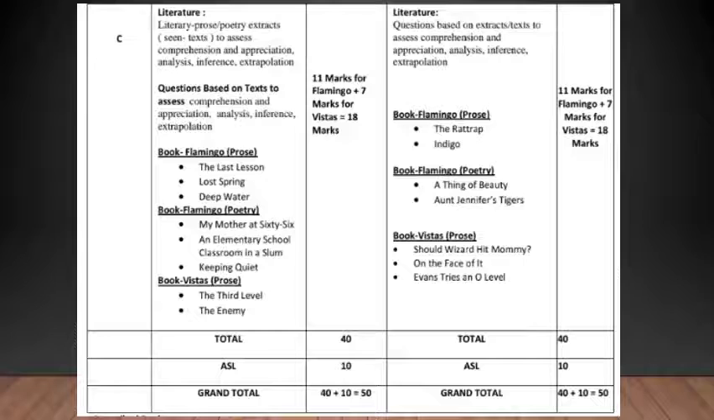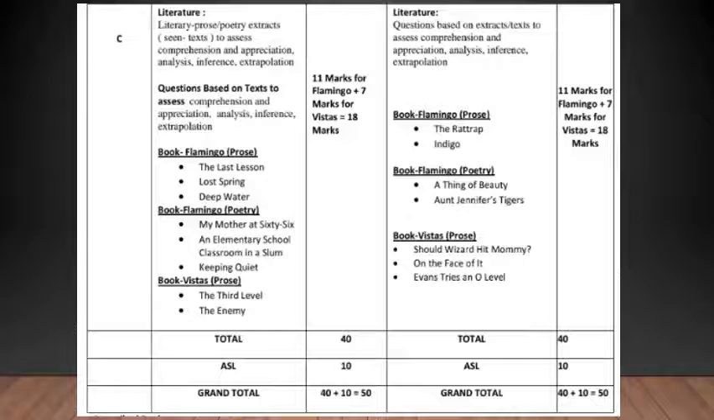From the non-detailed textbook Vistas, we have the chapters Should Wizard Eat Mummy?, On the Face of It, which is a play, and Evans Tries an O-Level, a very interesting story. So these 3 are there for the second term, whereas in the case of first term, we have only 2 chapters, The Third Level and The Enemy, whereas in the case of Vistas, we have 3 chapters in the second term.